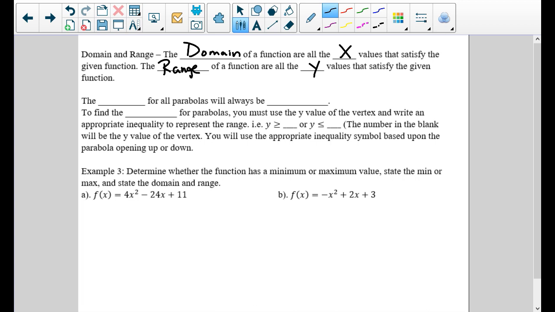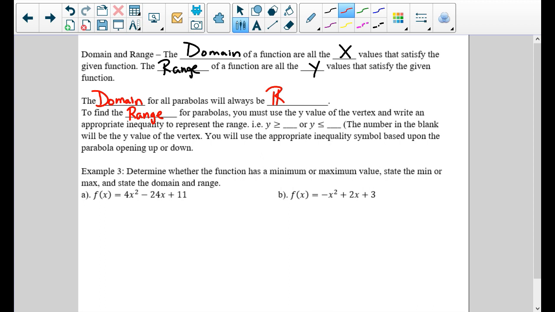Now, the domain for all parabolas will always be all real numbers. So to find the range, the range is basically what you're looking for. The range is what you have to calculate. Domain, all real numbers, always.